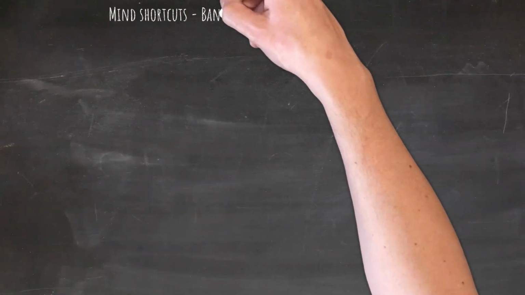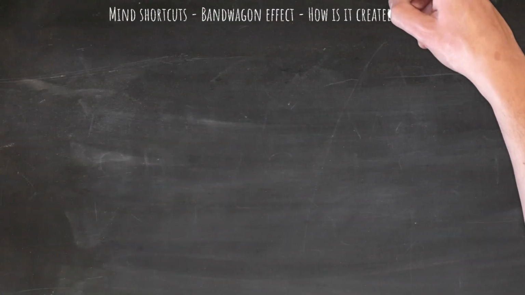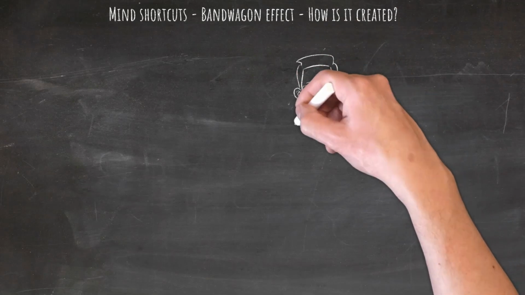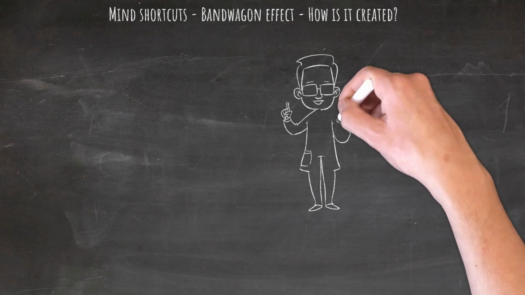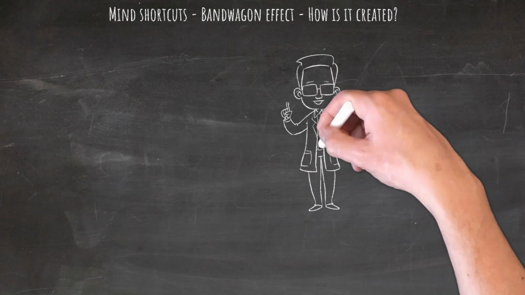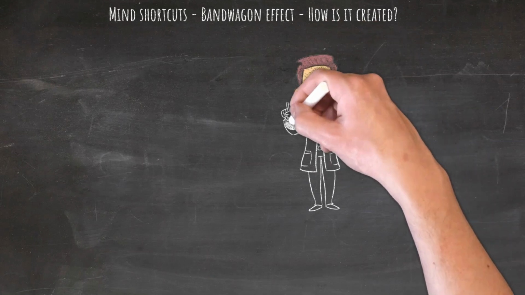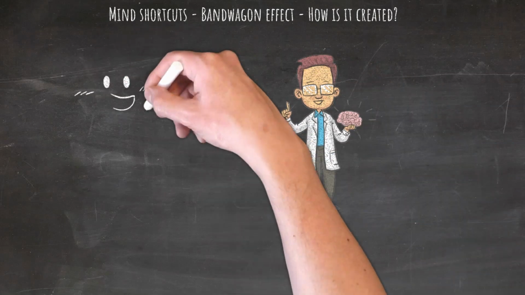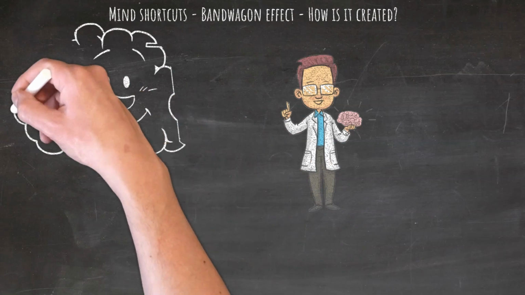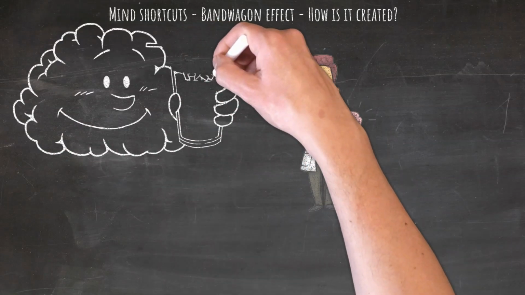Mind shortcut. Bandwagon effect. How is it created? According to the latest scientific findings, it's believed that 3 factors are at work. Our brains are trying to save valuable energy, and therefore it is easier to decide to do what others are doing and thus save the energy needed for critical thinking.